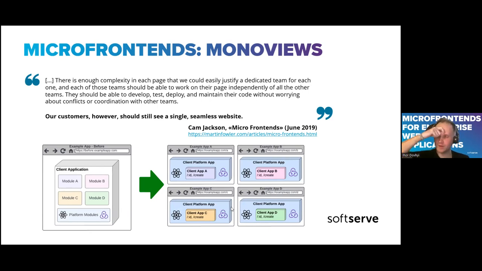What's fun about this style is that the Thoughtworks article that's quoted and linked here, it's actually the only style that's mentioned there. They never explicitly mentioned monoviews.